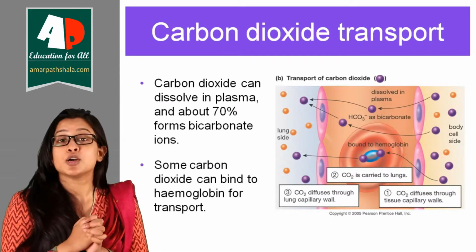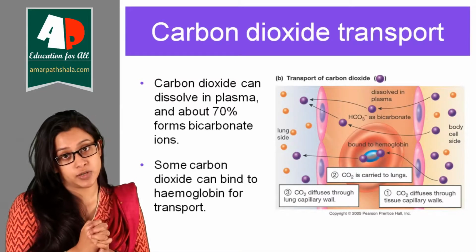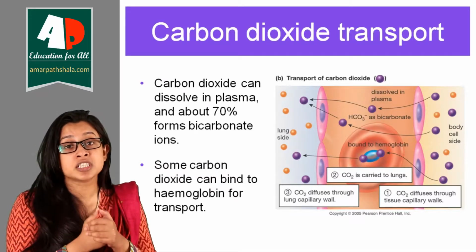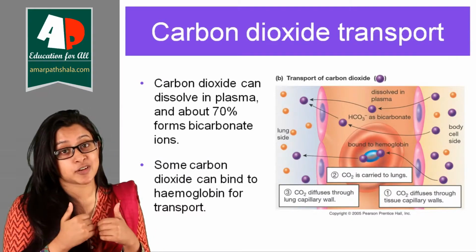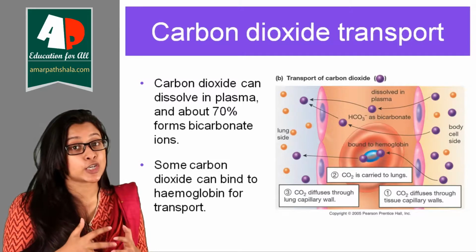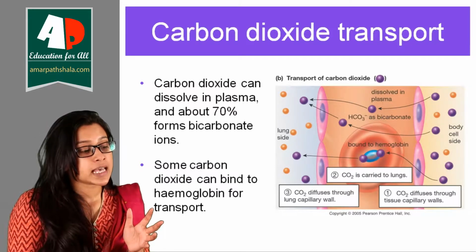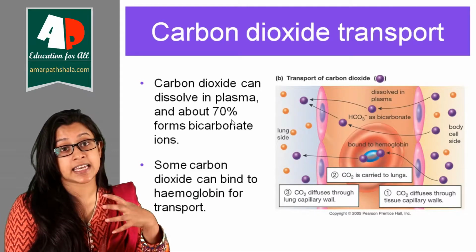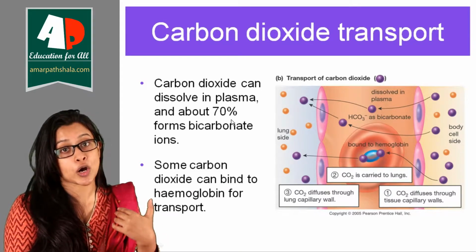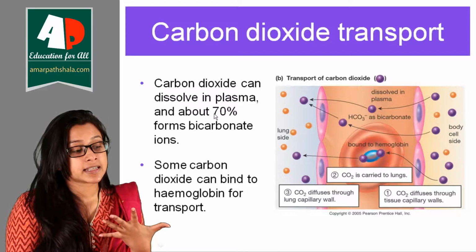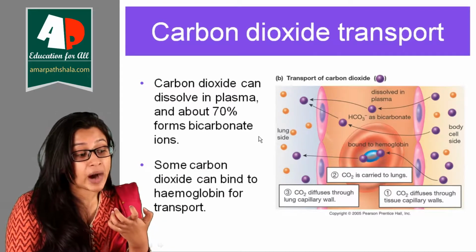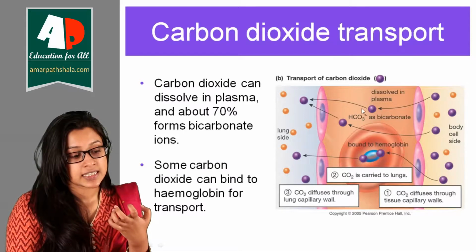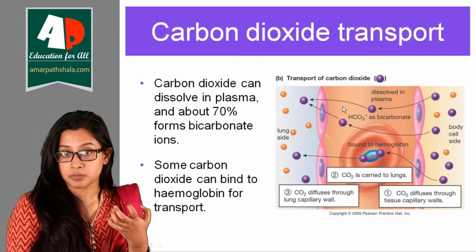After the transport of oxygen, the next gas that needs to be discussed is carbon dioxide. So right now we are going to discuss the transport of carbon dioxide. As you can see in the diagram, some carbon dioxide is transported dissolved in the blood plasma. About 70% of the carbon dioxide that is expelled out of the body is transported in the form of bicarbonate ions. As you can see here, this is the symbol of the bicarbonate ion.